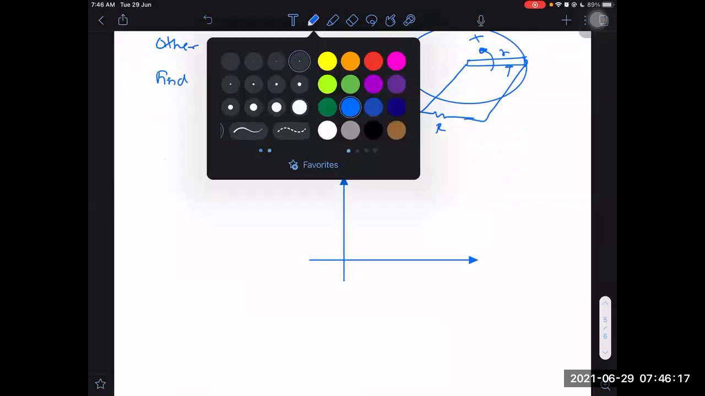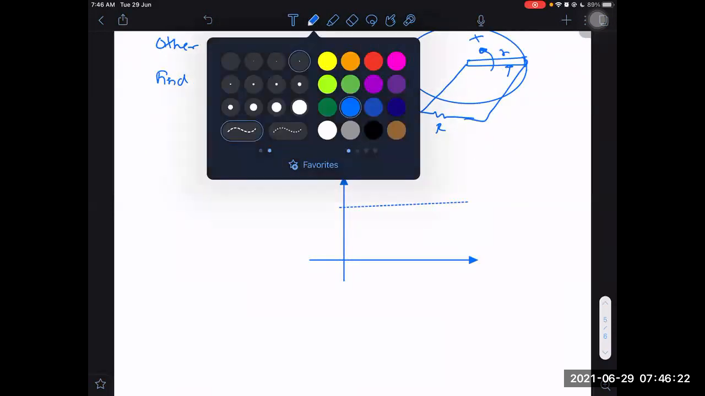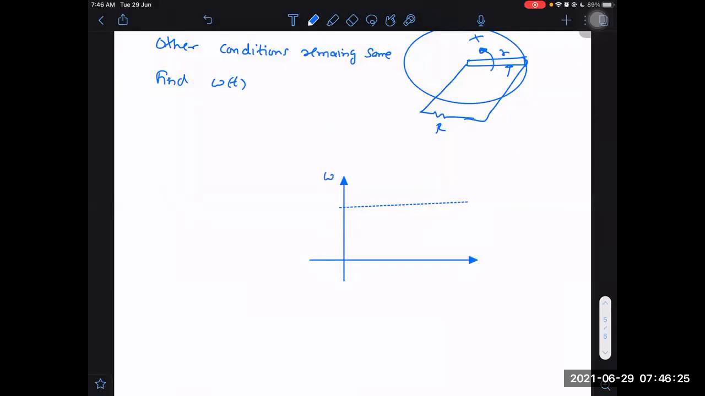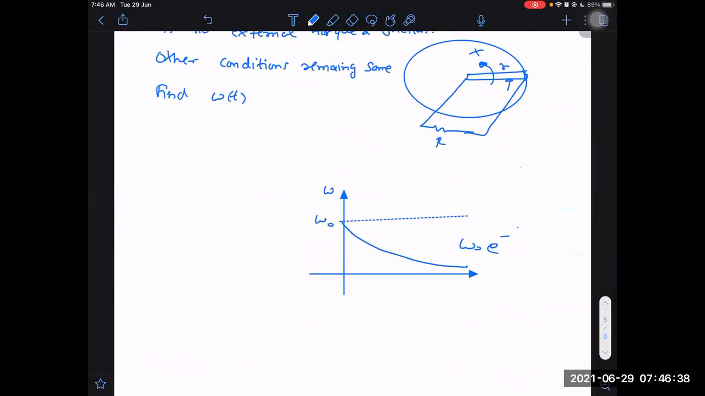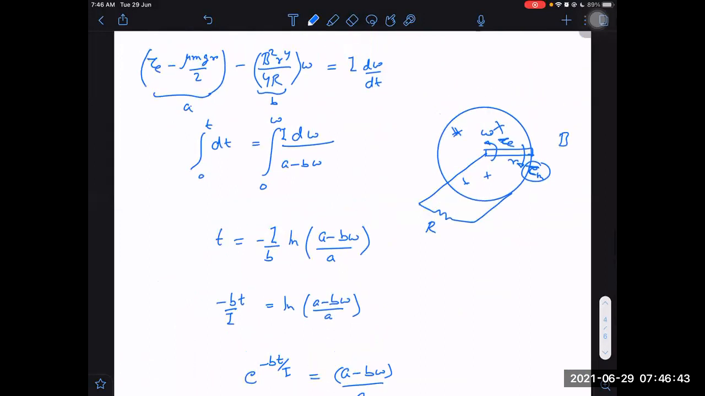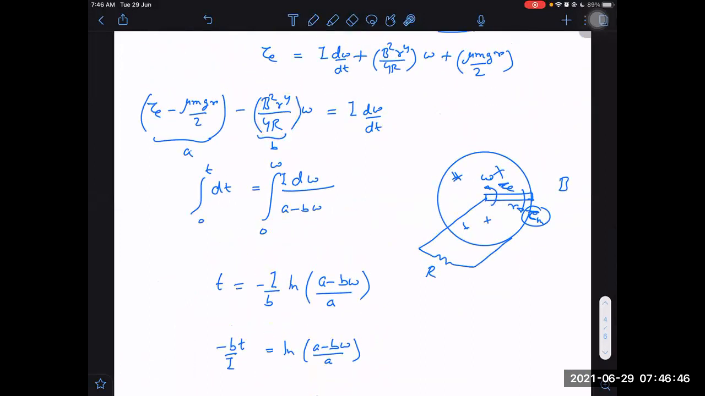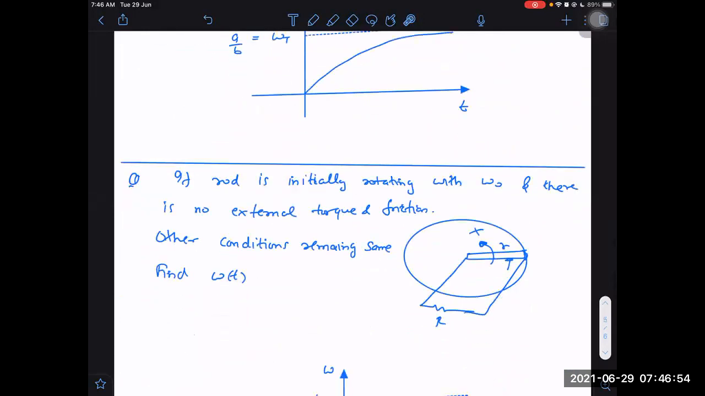It will again be an exponential graph, but it will be a decay graph. Omega this time will be decreasing, starting from the initial value. It will be omega naught times e raised to the power minus bt by I. B will remain the same and I will remain the same. It doesn't depend on that term, because we are not giving mu.